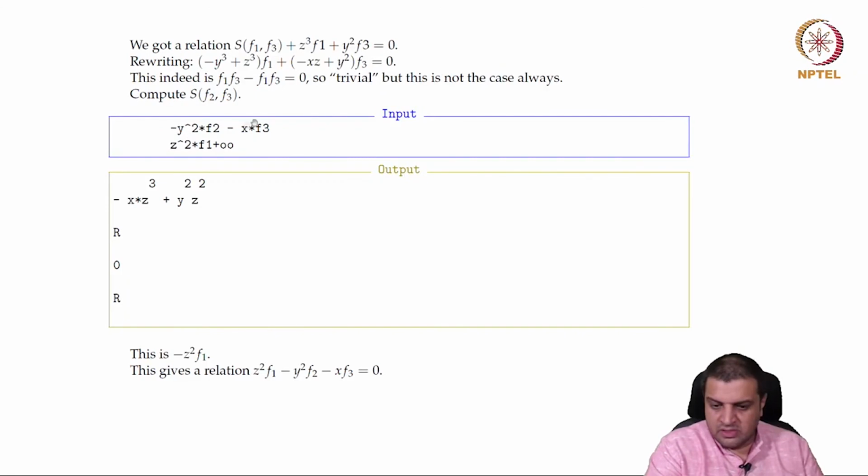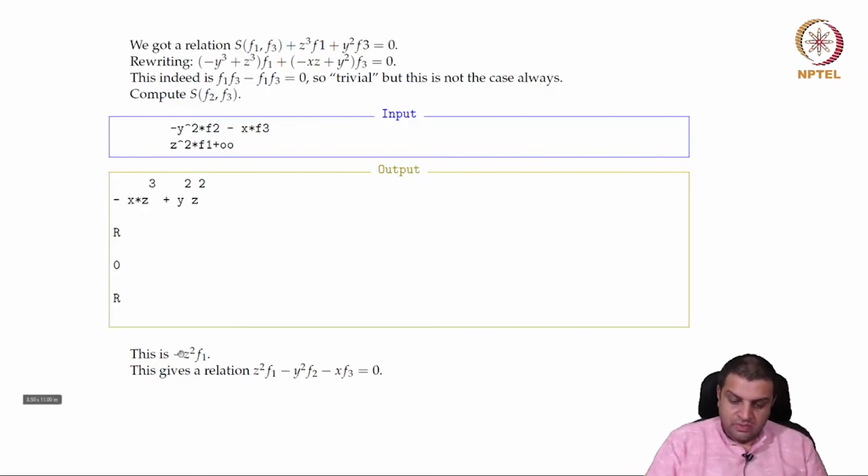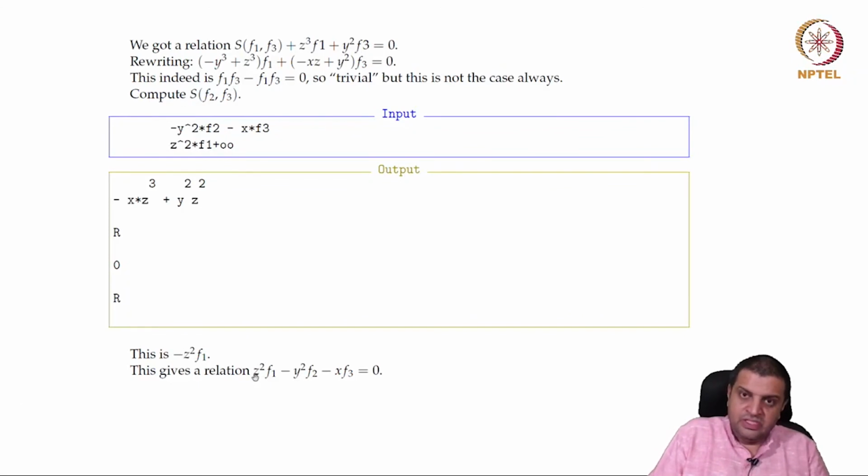So this is the computation. We have minus y squared times F2, there is a common factor, and minus x times F3. So we get this polynomial. It is immediately clear that this is minus f1 times z squared. So we just add z squared times f1 and it gives 0. Therefore, the conclusion is that we got a CCG. Now this is not one of those trivial CCGs: z squared f1 minus y squared f2 minus x f3 equals 0.